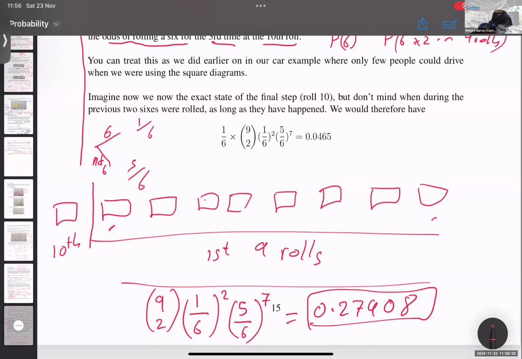So we know the probability of rolling a 6 is a 1 in 6 chance. So we say 1 over 6 times this value, which was our 0.27908, which is 0.0465.